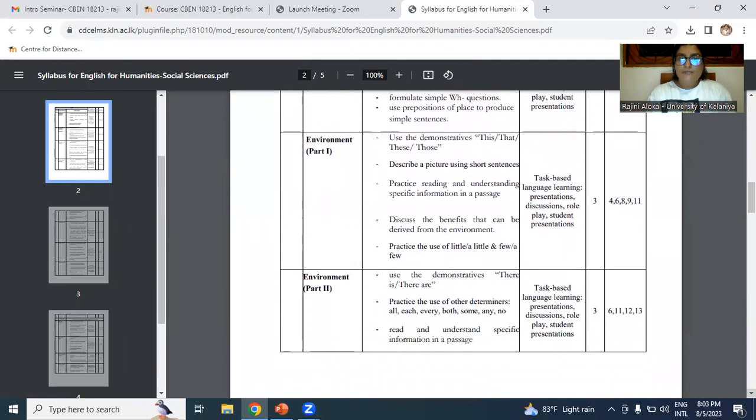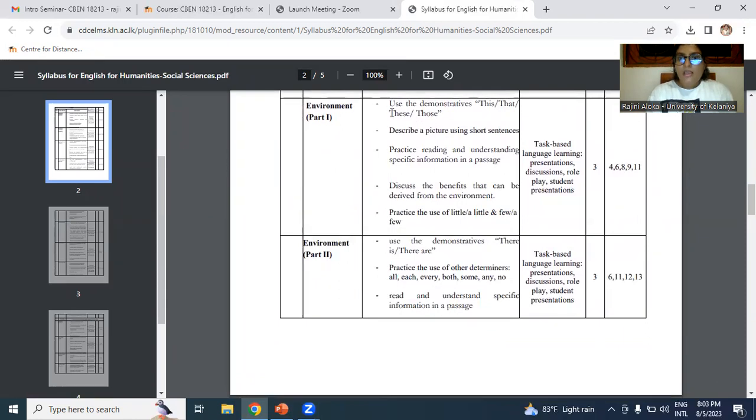Then you have environment part 1. Use the demonstratives this, that, these, those. Describe a picture using short sentences. Practice reading and understanding specific information in a passage. Discuss the benefit that can be derived from the environment.